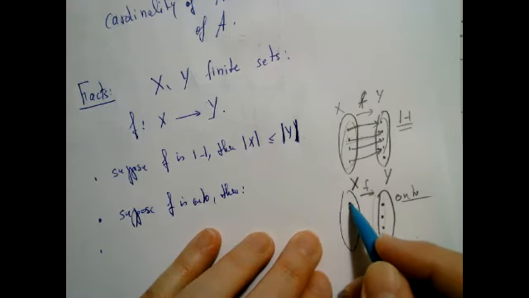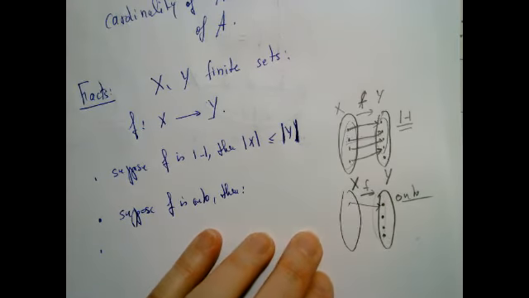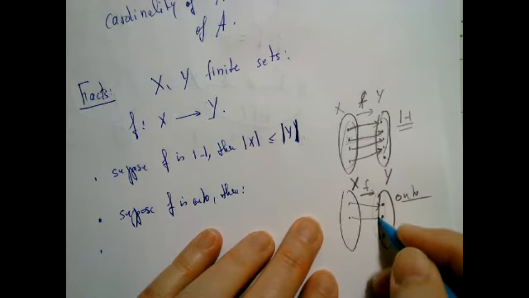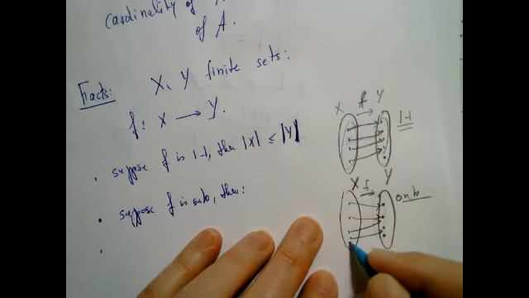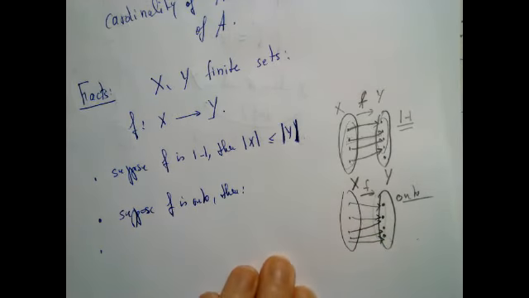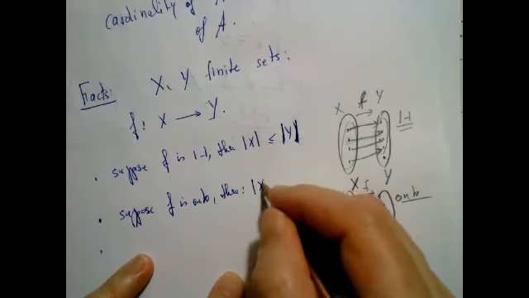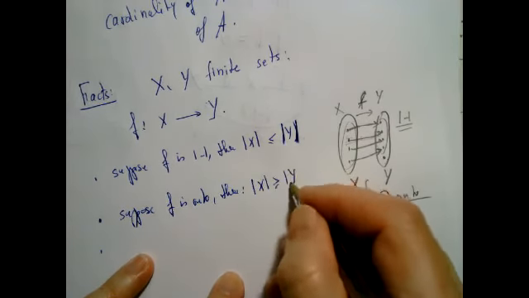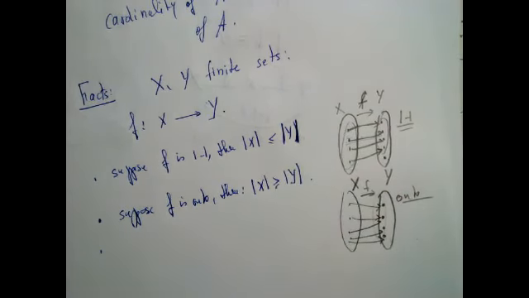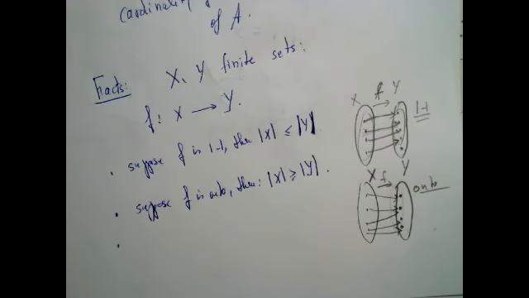So let us say Y has 4 elements. Each one of them has to come from at least 1 element of X. It can come from 2, but at least from 1. So X should have at least as many elements as Y. The cardinality of X is greater than or equal to the cardinality of Y.